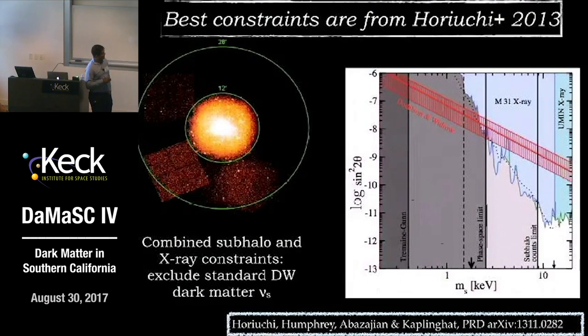Both from a combination of local group things, subhalo counts, phase space within galaxies, and M31 observations in X-ray with Chandra. This parameter space that is the Dodelson-Widrow band in mass versus mixing angle is ruled out by at least one thing everywhere. Okay. So I thought I would be done with sterile neutrino dark matter.